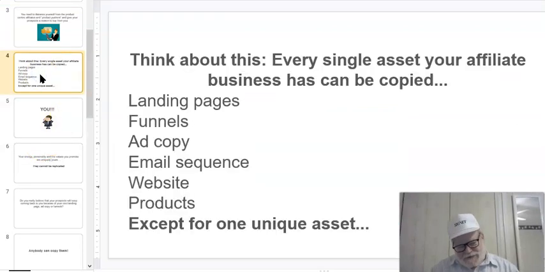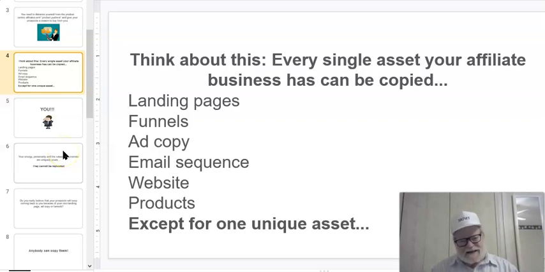Now, think about this for a minute. Every single asset your affiliate business has can be copied. You have landing pages. I can copy your landing pages. All I gotta do is find your ad, click on it, and I'm on your landing page. I can copy it word for word. Your funnels, I gotta opt in, I see your funnel. Your ad copy, I can read your ad copy, it's all over the internet. Your email sequence, sure, as soon as I opt into your email subscriber list, I'm gonna get all your emails. I can copy your sequence word for word.